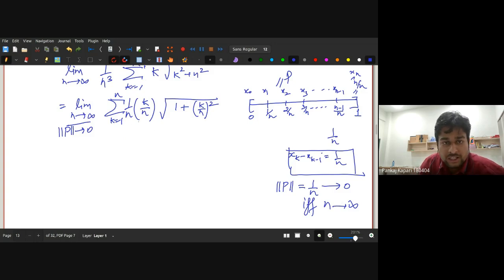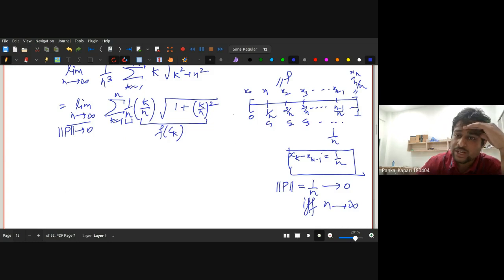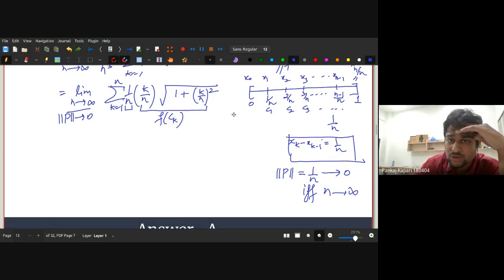What about the other part? This is just the length of each subinterval. And what about this part? This must be the functional values at some choice points, right? The choice of points which we were choosing inside the interval. In this case, these choice points are also the partition points. So this is our first point c1, c2, c3, and like this. So the right hand points of this partition are our choice points.